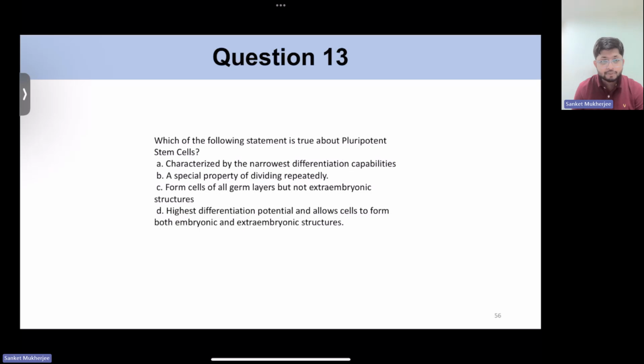Which of the following statements is true about pluripotent stem cells? It is characterized by the narrowest differentiation capabilities; a special property of dividing repeatedly; forms cells of all germ layers but not extraembryonic structures; highest differentiation potential, and allows cells to form both embryonic and extraembryonic structures.